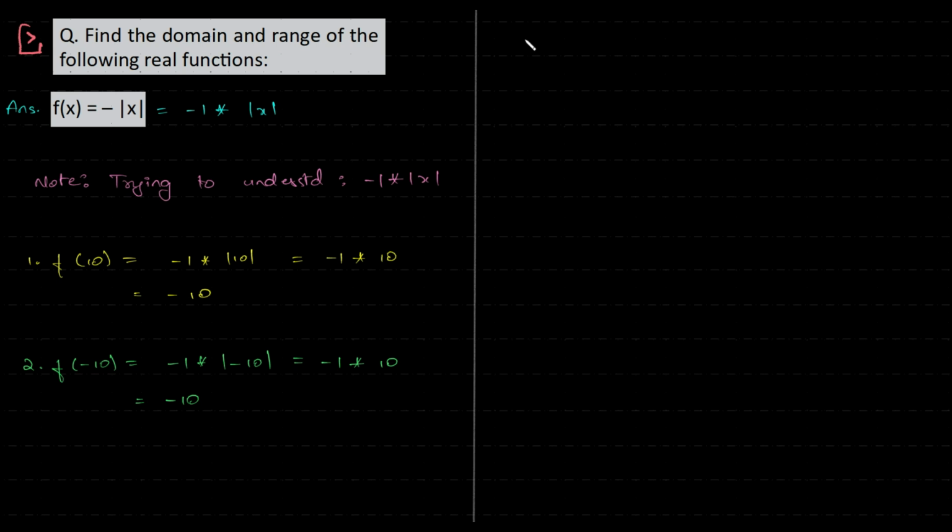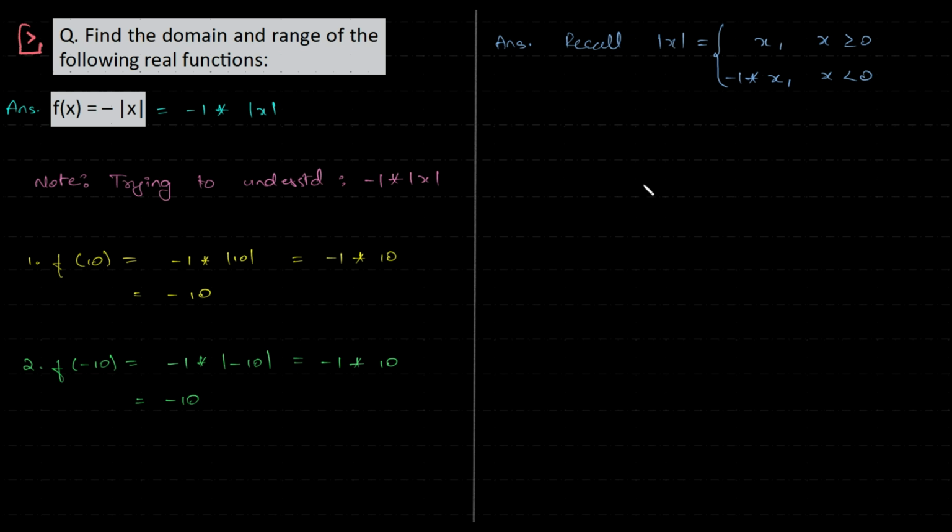So how do you prove this? Let me show you guys the actual answer. First thing is we need to recall the definition of modulus of a function. Modulus of x is nothing but x for x greater than or equal to 0. For negative x, we have minus 1 multiplying x. That is what is happening.